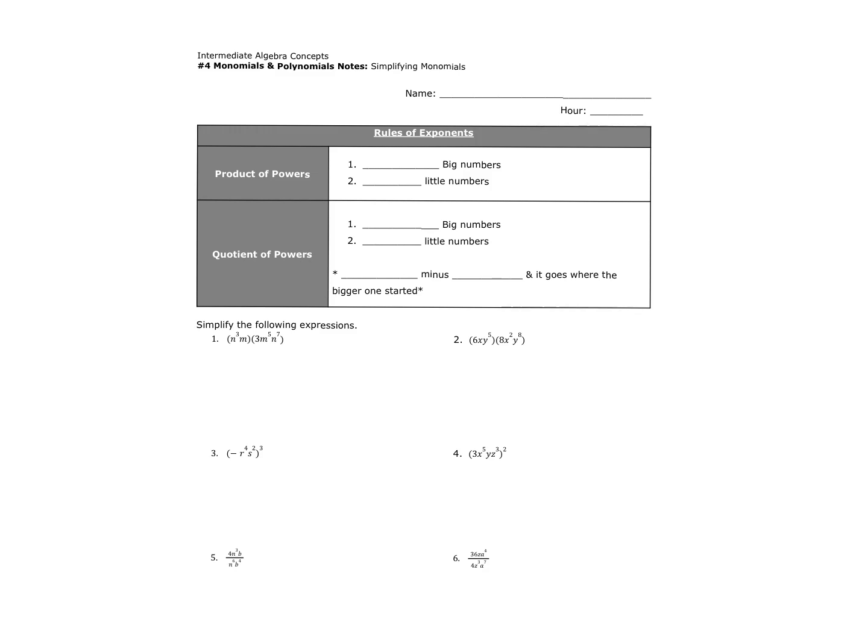Today we're going to be working on number 4, monomial and polynomial notes. We're going to learn how to simplify monomials. So you've done these two pieces before, you just haven't done them together as one set, so that's what we're going to work on today.